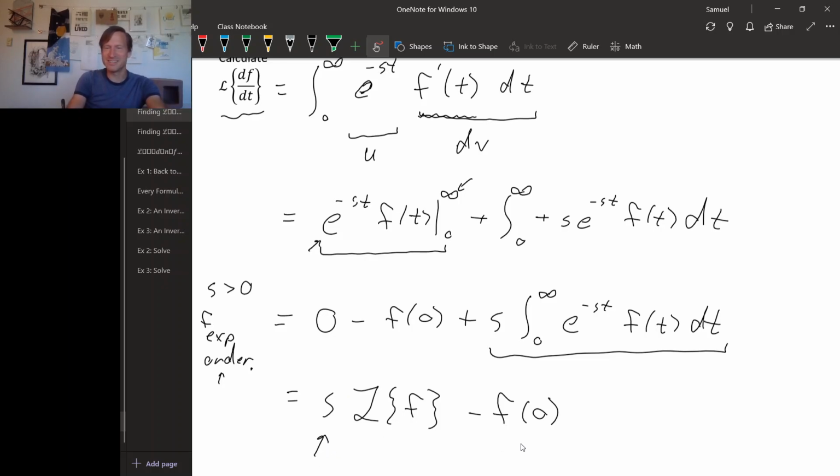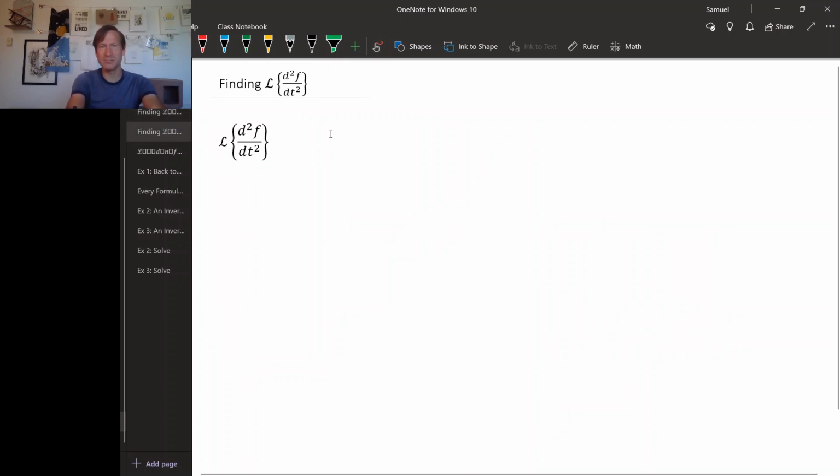There's this detail, that there's this other term that shows up involving an initial condition, which is interesting, that initial conditions show up. But the big picture version of this is that the Laplace transform turns differentiation into multiplication by s. So that's a first derivative. To use the Laplace transform for second order equations, we're going to need to know about second derivatives as well. So let's work out the second derivative.